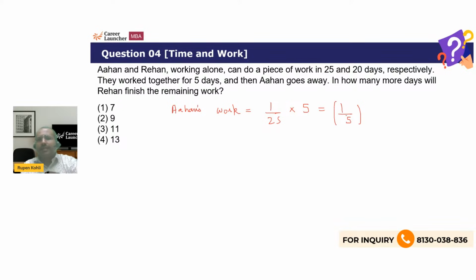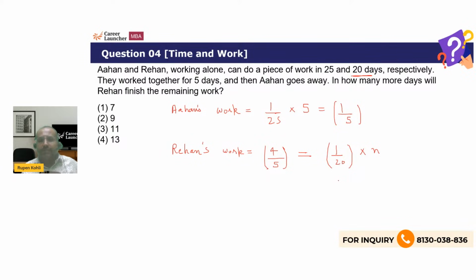If 1/5 of the work is done by Ahan, it implies that Rehan's work must be the remaining 4/5 of the total work. Similarly, if Rehan in total worked for n days, then since he takes 20 days for the whole work, he does 1/20th of the work in one day. So in n days, he would do 1/20 into n. That is a simple relationship: 4/5 should be n times 1/20.